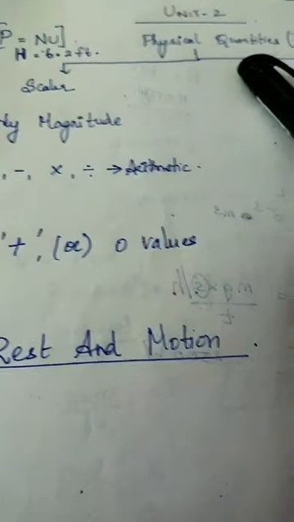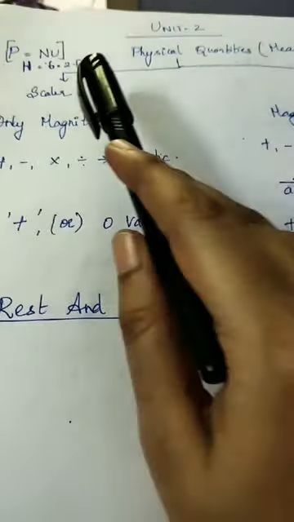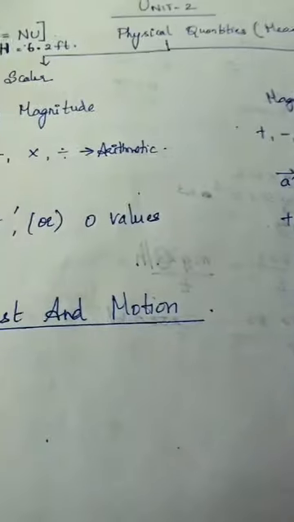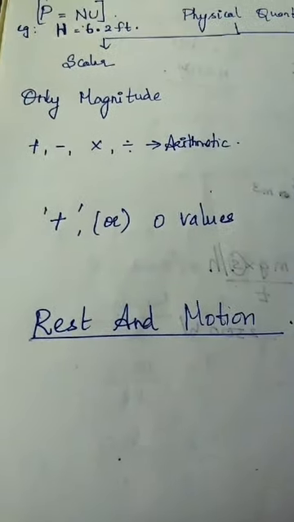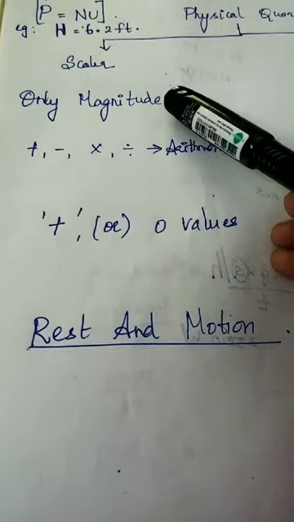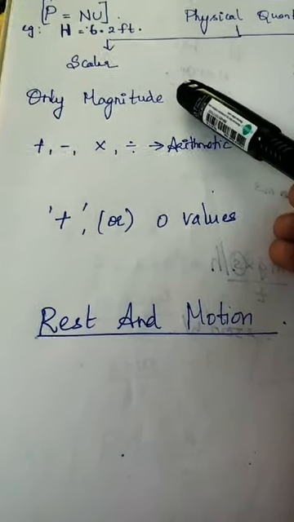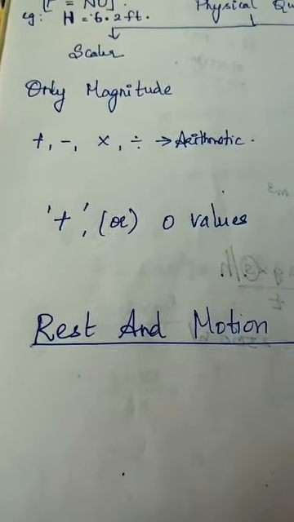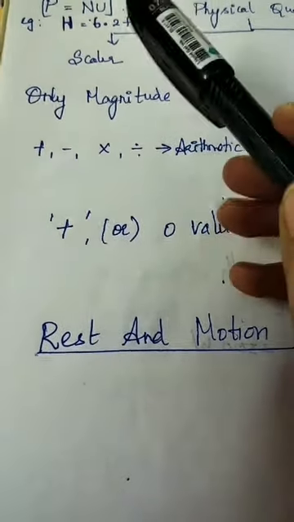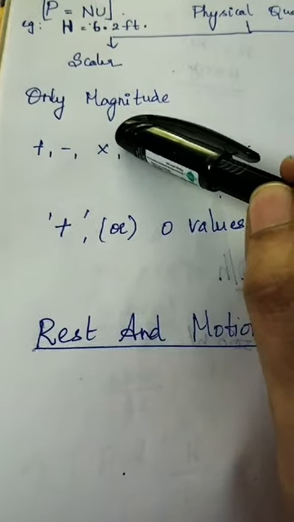Your physical quantity can be classified into two. One is your scalar quantity, the other one is your vector quantity. First let us see what is a scalar quantity. A quantity which has only magnitude is called a scalar quantity. It does not have any other thing, it will just have its value. Magnitude means a number or the numerical value.